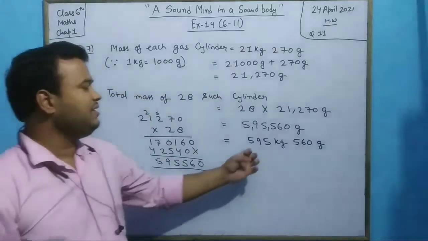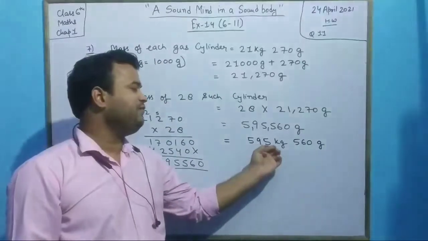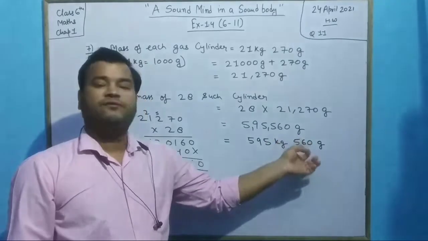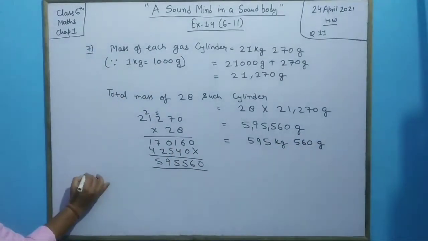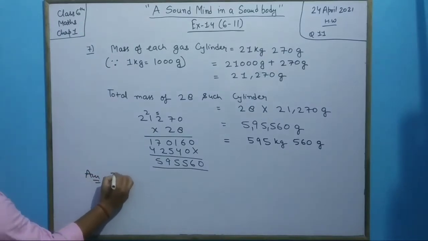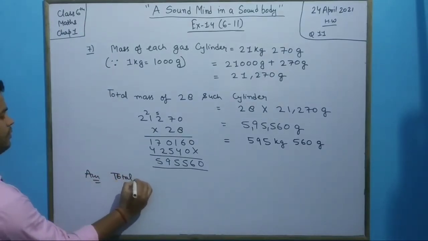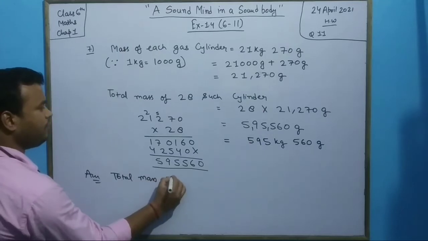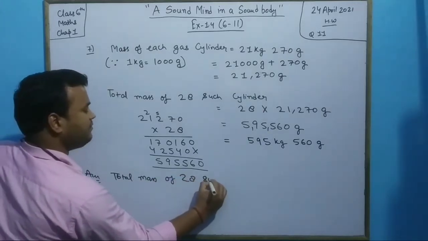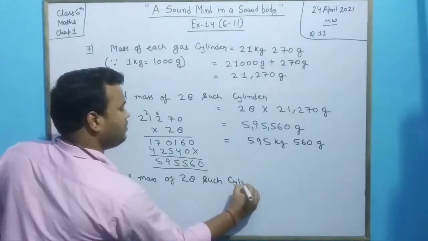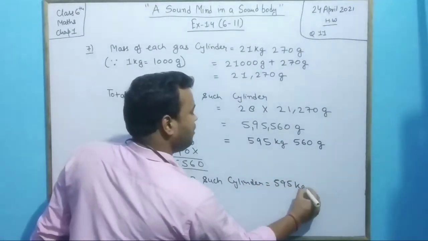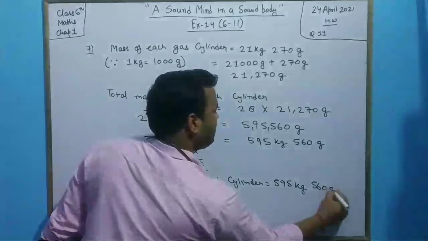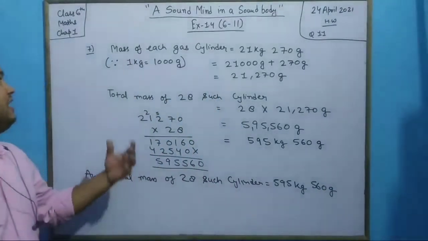So what will this be? It will be 595 kg, 560 grams. So finally you can also write the answer: total mass of 28 such cylinders is equal to 595 kg, 560 gram. Let us see the next question.